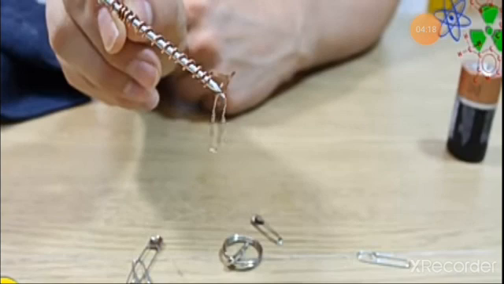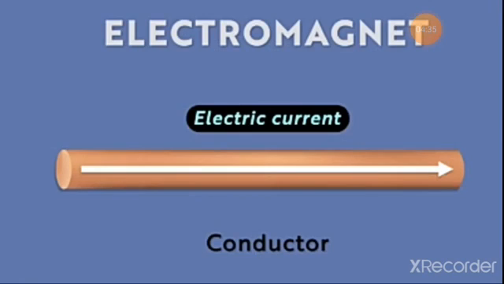No, they don't. The coil in the above activity behaves like a magnet when electric current flows through it. When the current is switched off, the coil generally loses its magnetism. Such coils are called electromagnets.